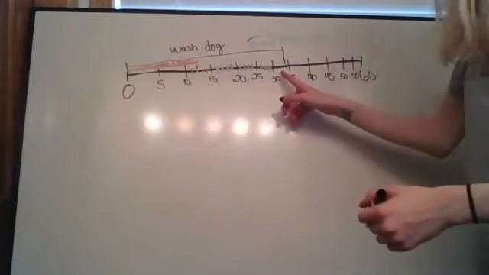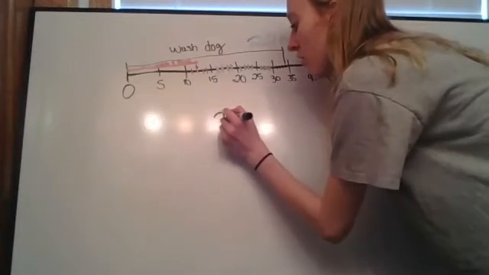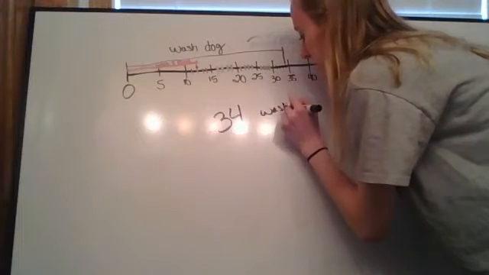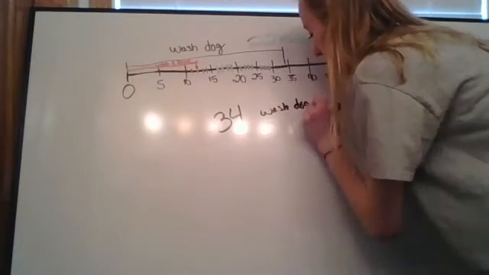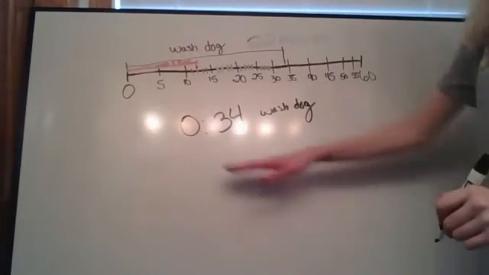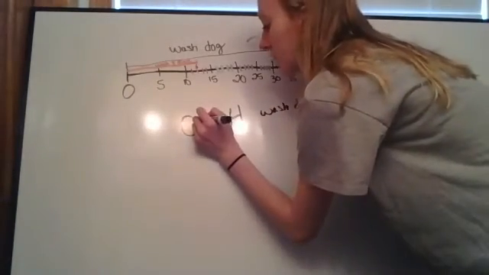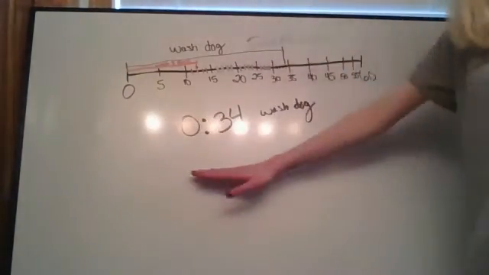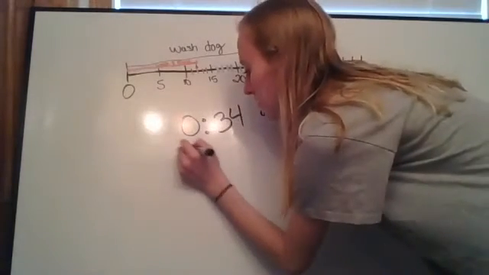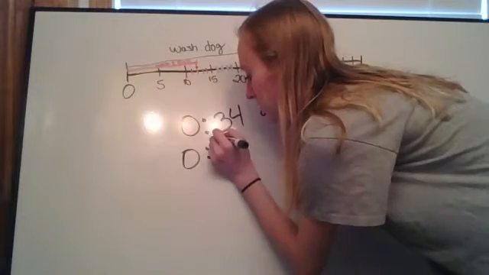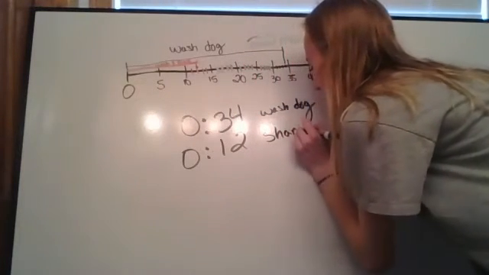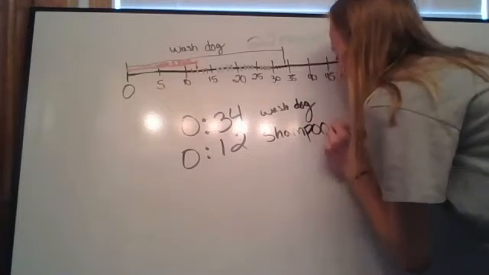So we knew that it took her 34 minutes to wash her dog, right? I'm gonna go ahead and put a 0 there because 0 hours, but it was 34 minutes, okay? And we knew that it was 0 hours, but 12 minutes to shampoo. Okay?